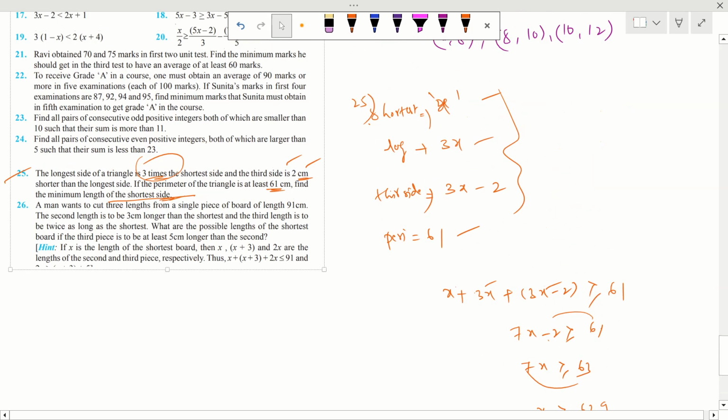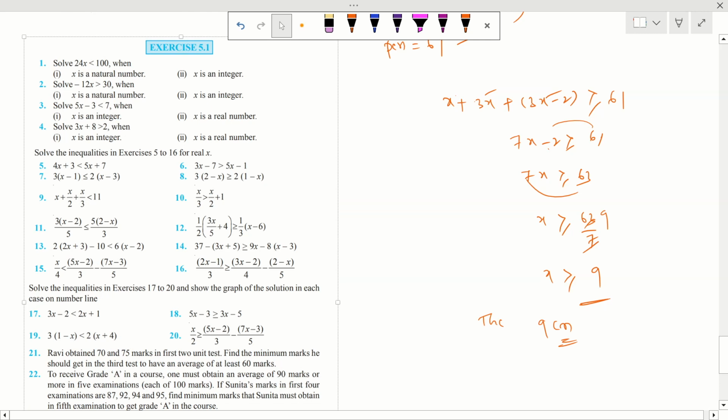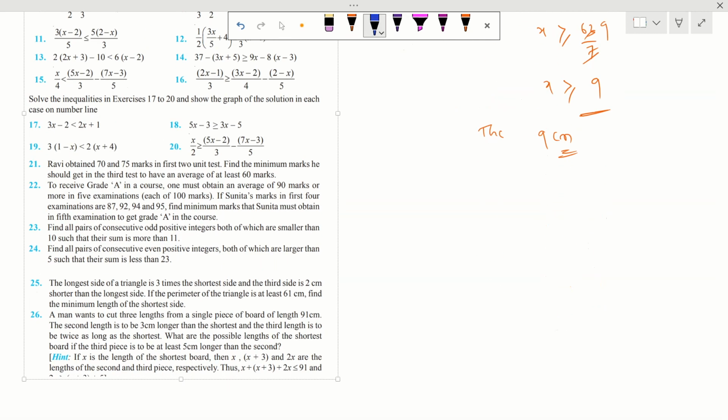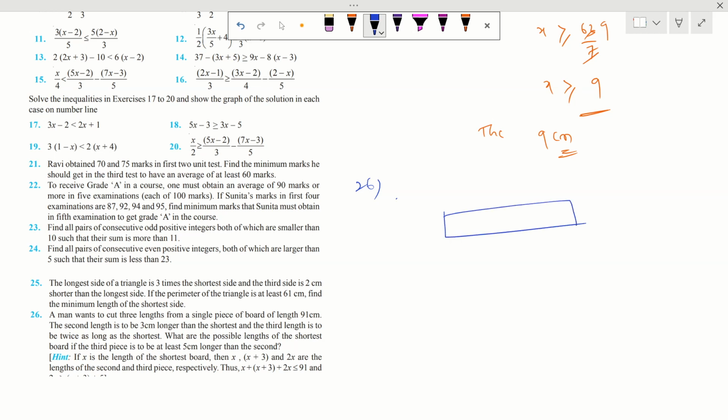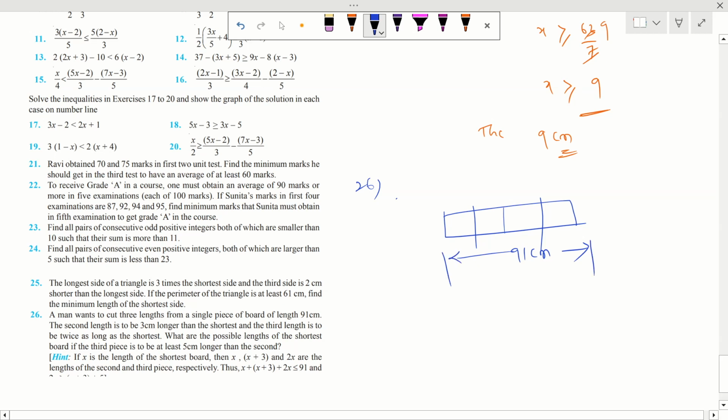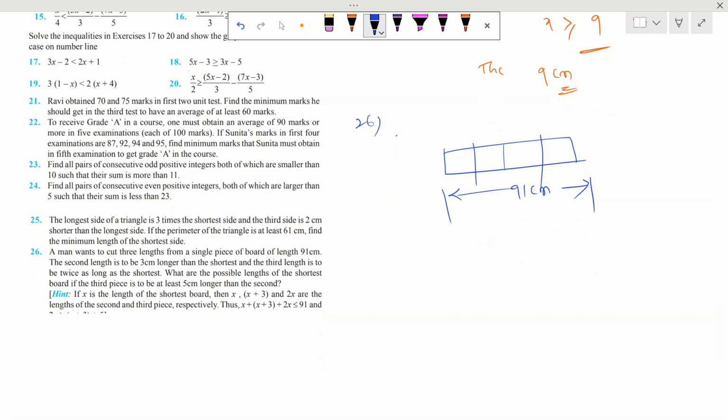So now come to the next problem, the 26th one. A man wants to cut three lengths from a single piece of board, right? He wants to cut three pieces, and the length of this board is 91 centimeters. The second length is to be 3 centimeters longer than the shortest side.